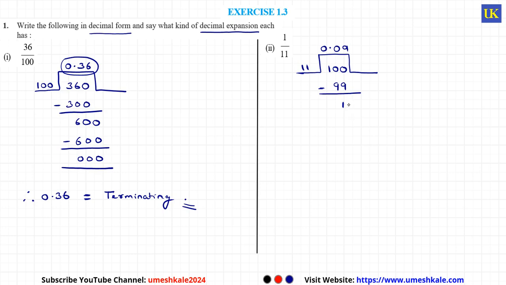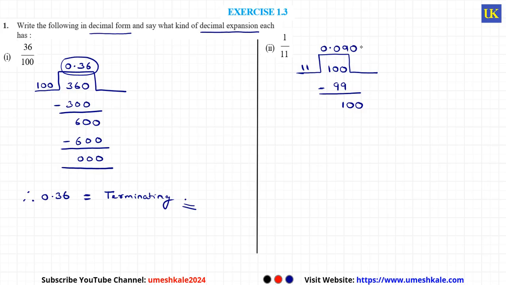So one 0 is allowed because we have taken the decimal. But even after adding one 0, we still cannot divide it. So we need another 0. It means one more 0 we need to take here. Now we can take another 0 here. Now the same story will repeat.